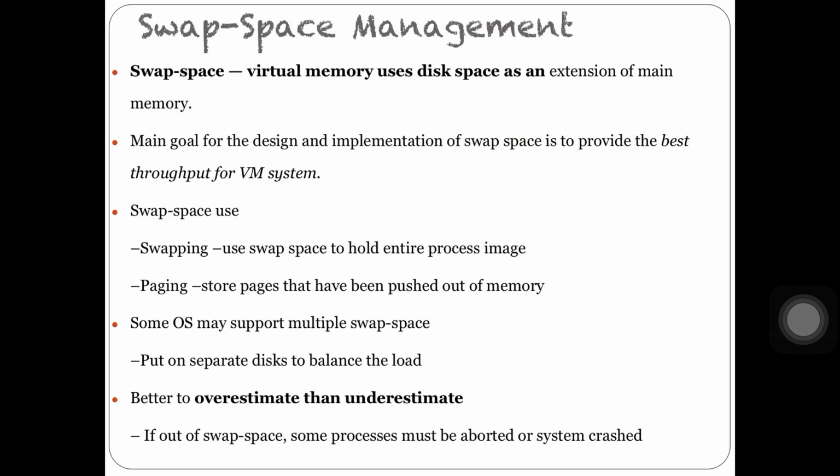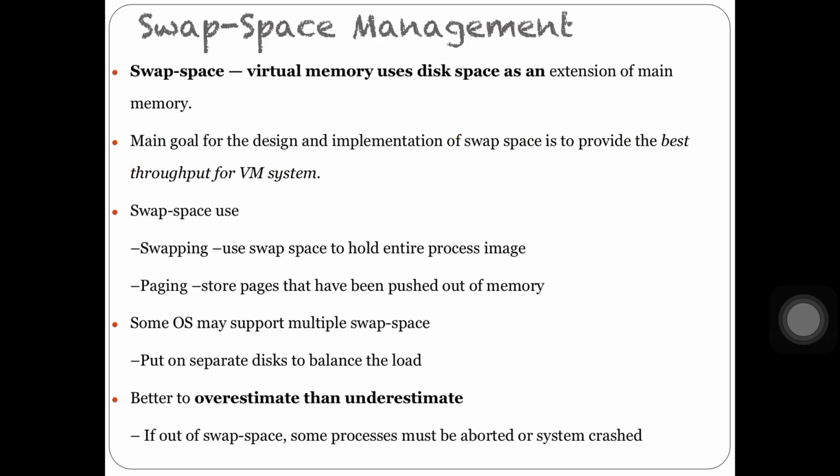Swap space use: the swap space is used in various ways by different operating systems, depending on the implementation of memory management algorithms. For example, systems that implement swapping may use swap space to hold the entire process image, including the code and data segments. We also use paging systems, which simply store pages that have been pushed out of the main memory.